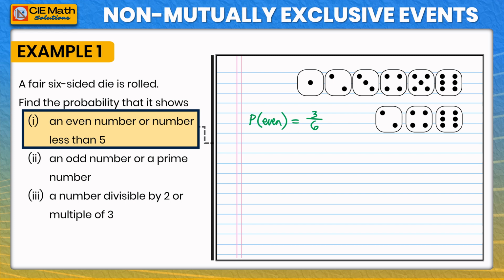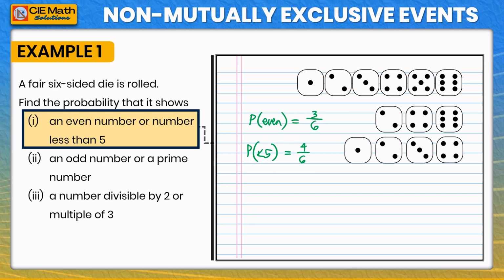How about the event of getting a number less than 5? That will be 1, 2, 3, and 4. So the probability of a number less than 5 is equal to 4 out of 6. However, since they are non-mutually exclusive events, we need to take note of the common elements between them. In this case, the common elements are 2 and 4.